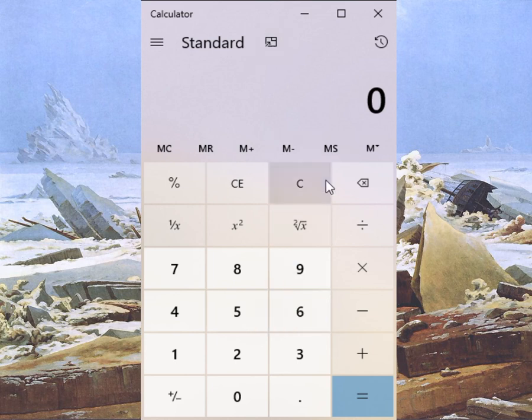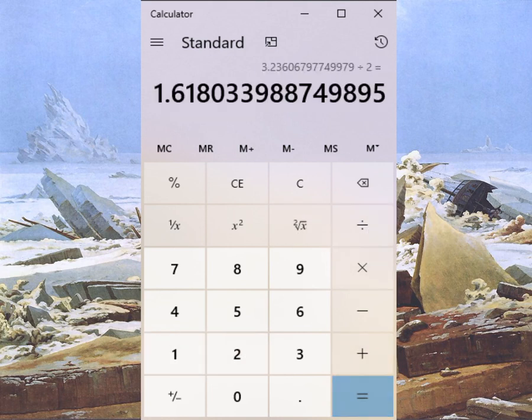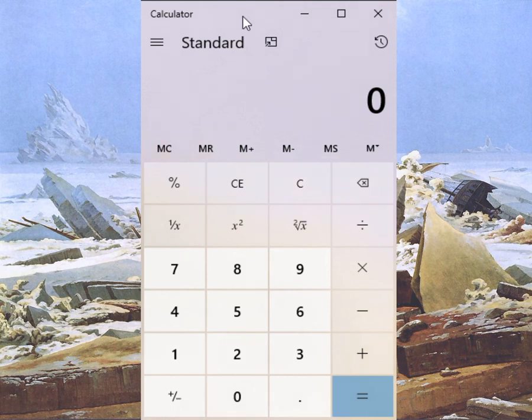So what I'm going to do is first of all compute the golden ratio. It's the square root of 5, plus 1, divided by 2. Store that in memory. Now let's do 2 base phi.